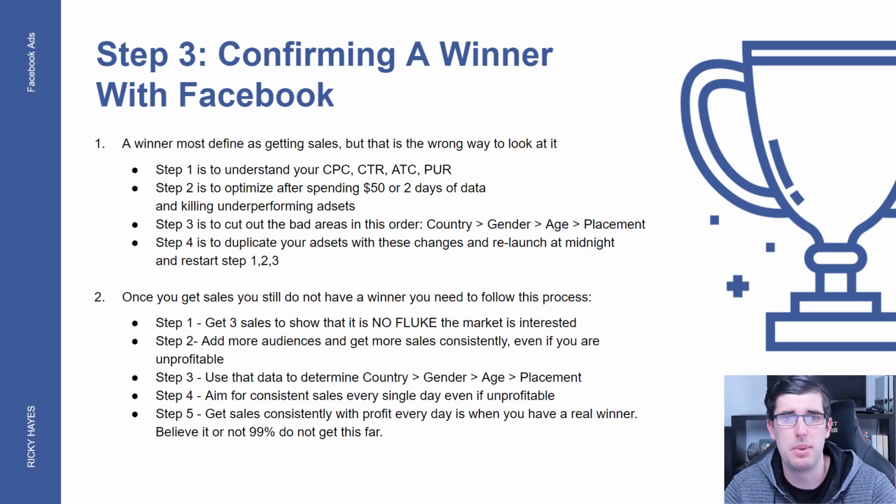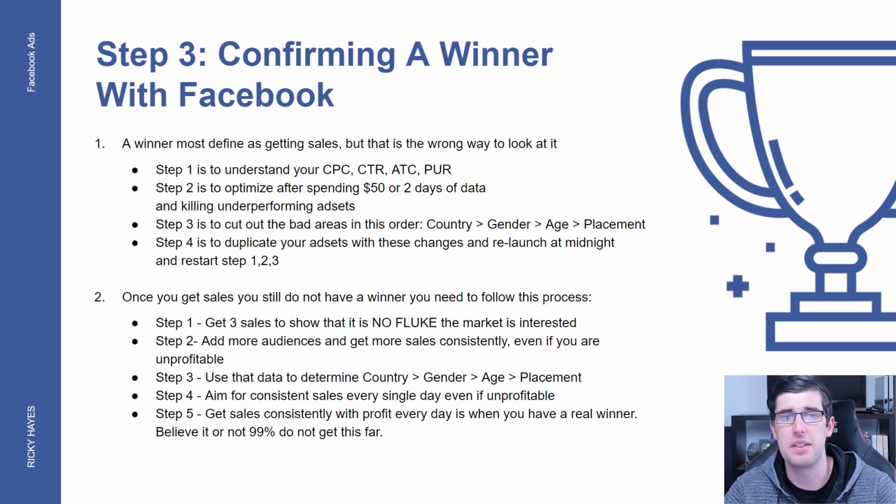So step 2 is to optimize after spending $50 of data and killing underperforming ad sets. $50 to a lot of people sounds like a lot. It's not. If you're running 2 campaigns with 10 ad sets as CBO, then you'll be killing off the bad audiences. Remember how we're testing a number of different audiences? We find the ones that aren't working well, and we keep the ones that are, based on click-through rate, CPC, purchases, and so on.